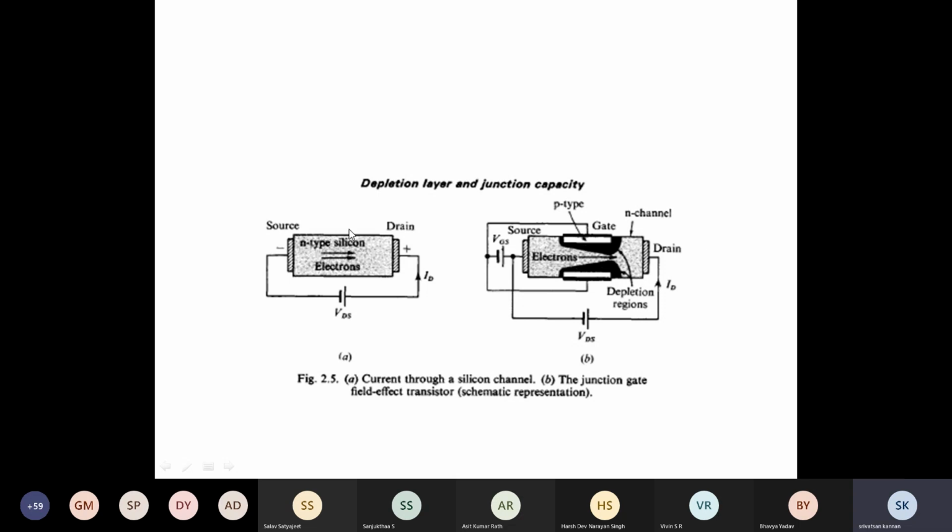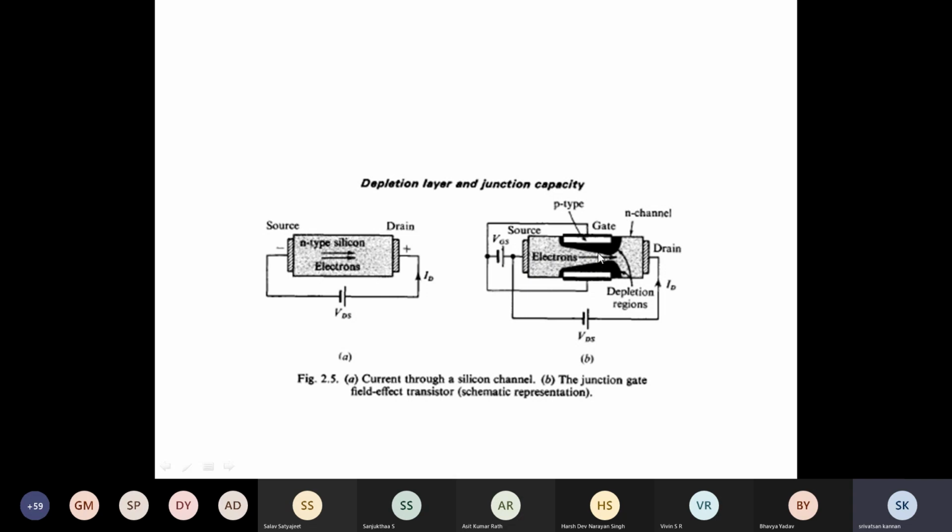And so this is without diffusion of P channels along the sides of the semiconductor material. So here the P-type material is diffused along either side of the material. So without this, suppose the gate voltage is zero. Gate voltage is made zero. So will current flow through the channel or not?